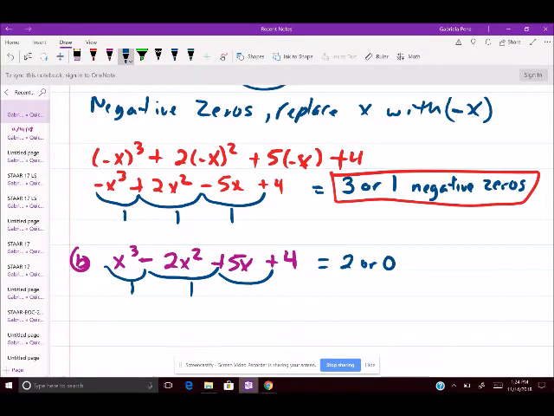So let's say it was a big equation and I ended up with a 7. It would be 7 or 5, 3, 1. And then you stop right there. You can't go into the negatives. You either stop at 1 or 0, but you have to keep going until you get there. So this is positive zeros.